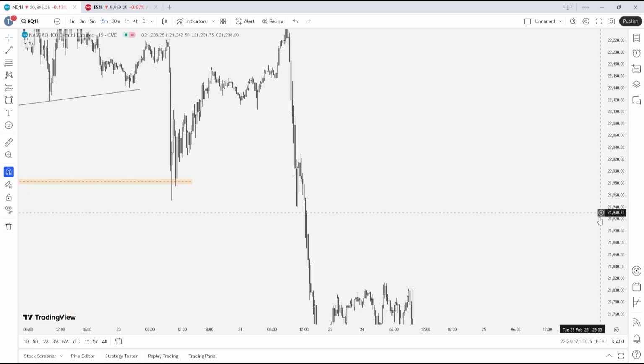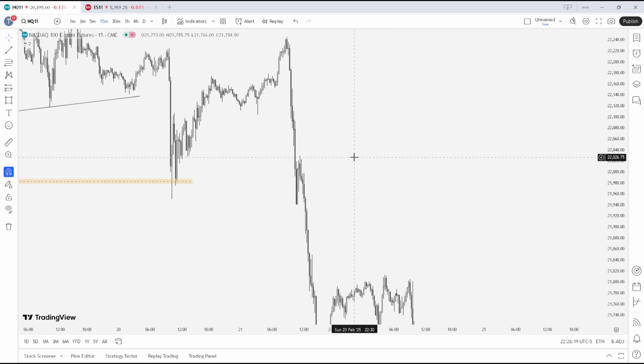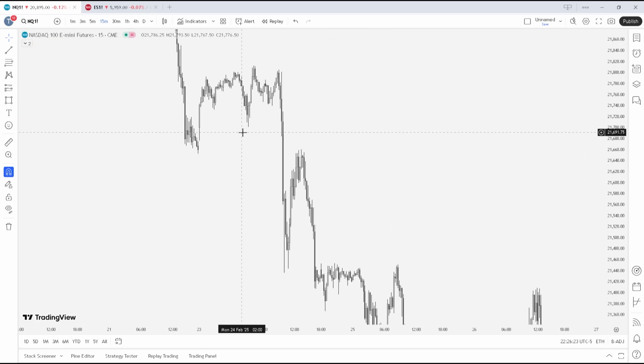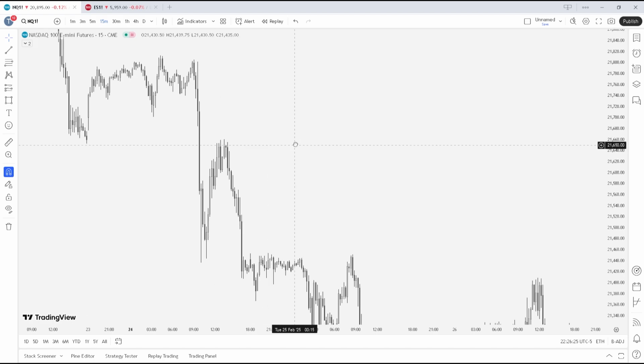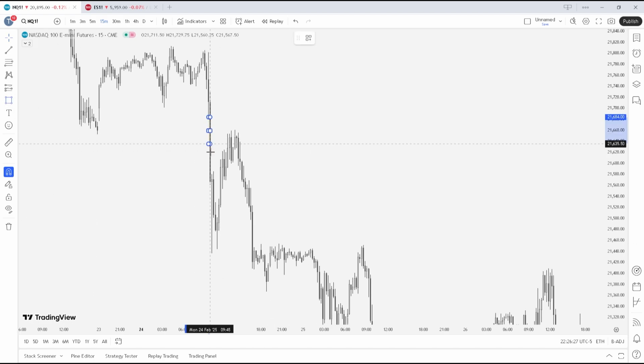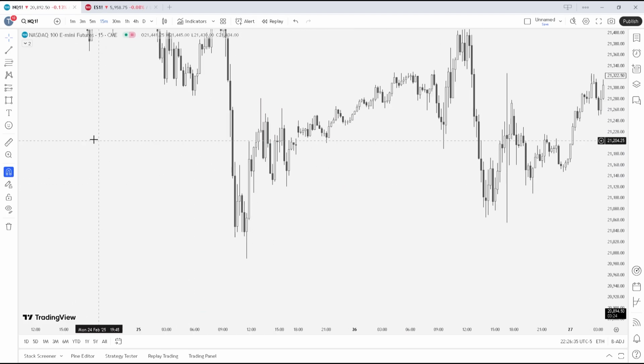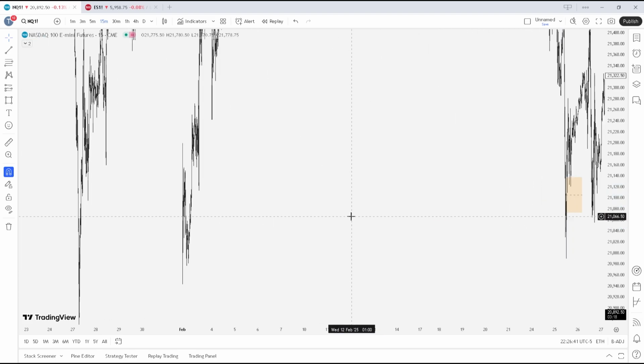Let's see if there's anything good here. I don't think there's anything too good. Maybe this one. Yeah, maybe this one. It's not the best, I would say, but actually this one's really nice here. I like this one. So what do we have? We have these lows swept. Did we sweep these? Okay, we didn't.